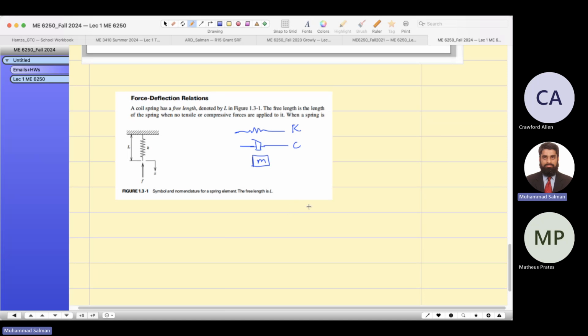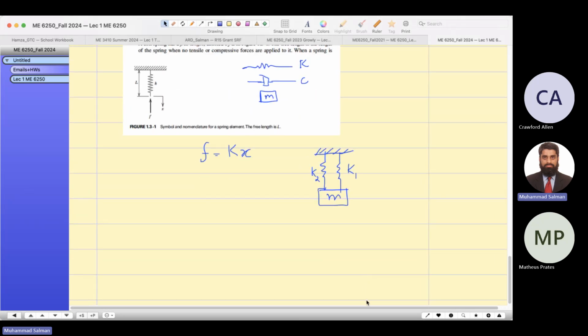The spring can be modeled with this formula: force equal to K times the deflection in the spring. And if you see the springs, they are in parallel combination. For example, this is a mass, and the mass is hanging from a rigid surface, springs K1 and K2. You can model it as a single element, a single spring, which we call K equivalent.